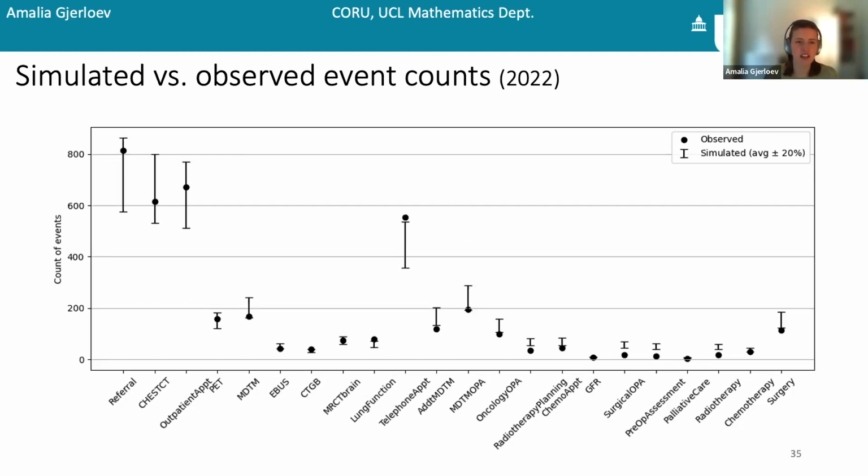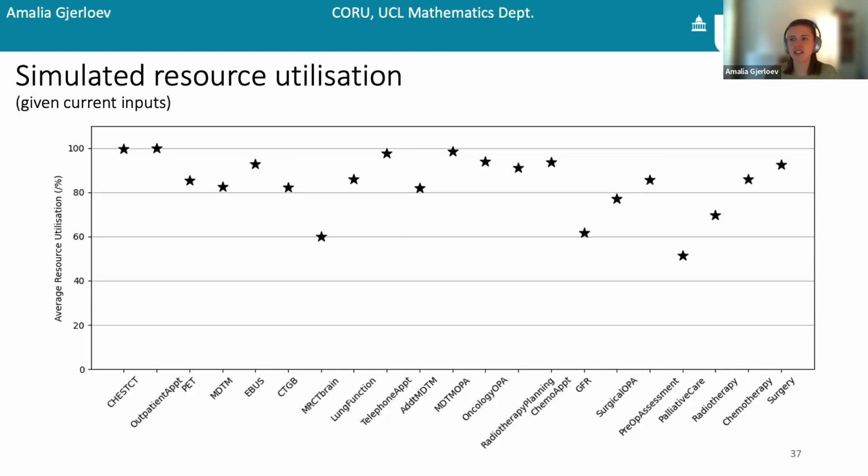We also looked at the observed event counts. So the simulated number of events, for example the simulated number of chest CTs, plus or minus 20%, with the observed in these black dots here. And you can see the telephone appointment one isn't quite right. So that is an indication for me to go back and make sure that that makes sense with cancer services. But looking at it, the number of appointments in 2022 more or less matches up with reality. We can look at the simulated resource utilization as well. So how many of the servers and how much capacity was actually used over the course of 2022 in my simulation.